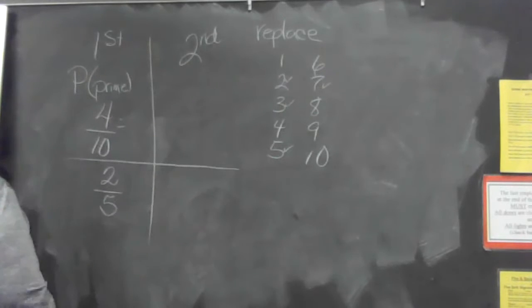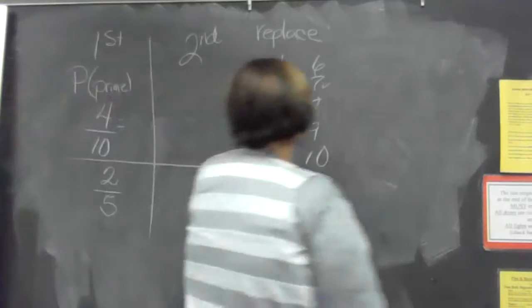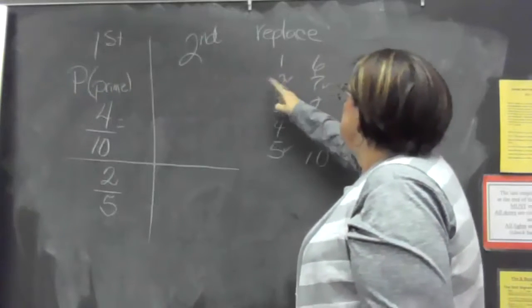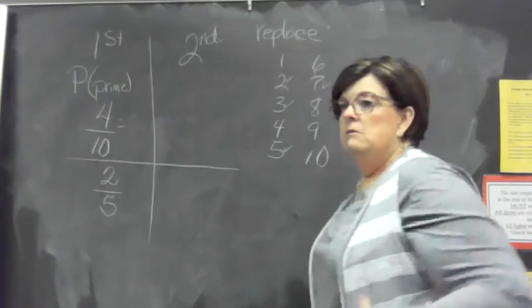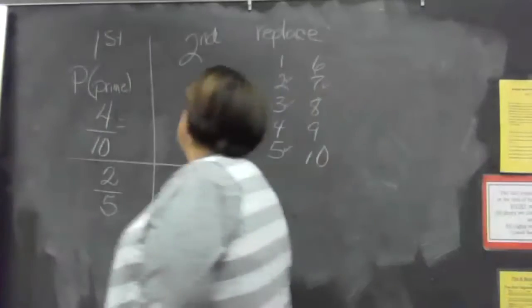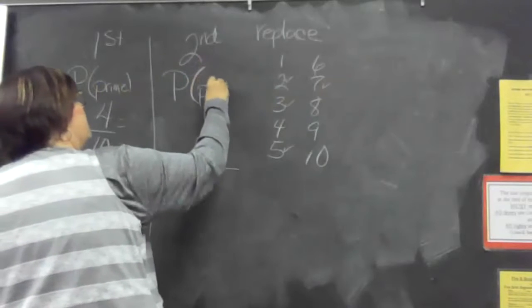Okay, now the second time. It doesn't matter which prime we took out of there, but we did take out a prime. It doesn't disappear because we put it back in. So now we still have 10, right? So what's the probability of getting a prime the second time? 4 out of 10. You're exactly right. Yay.